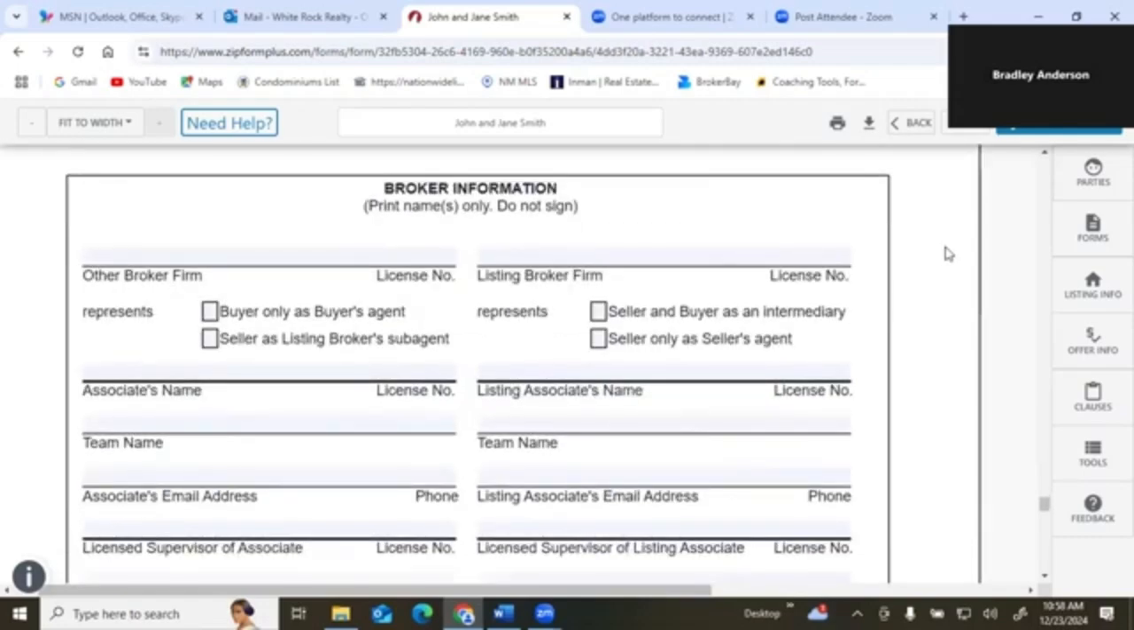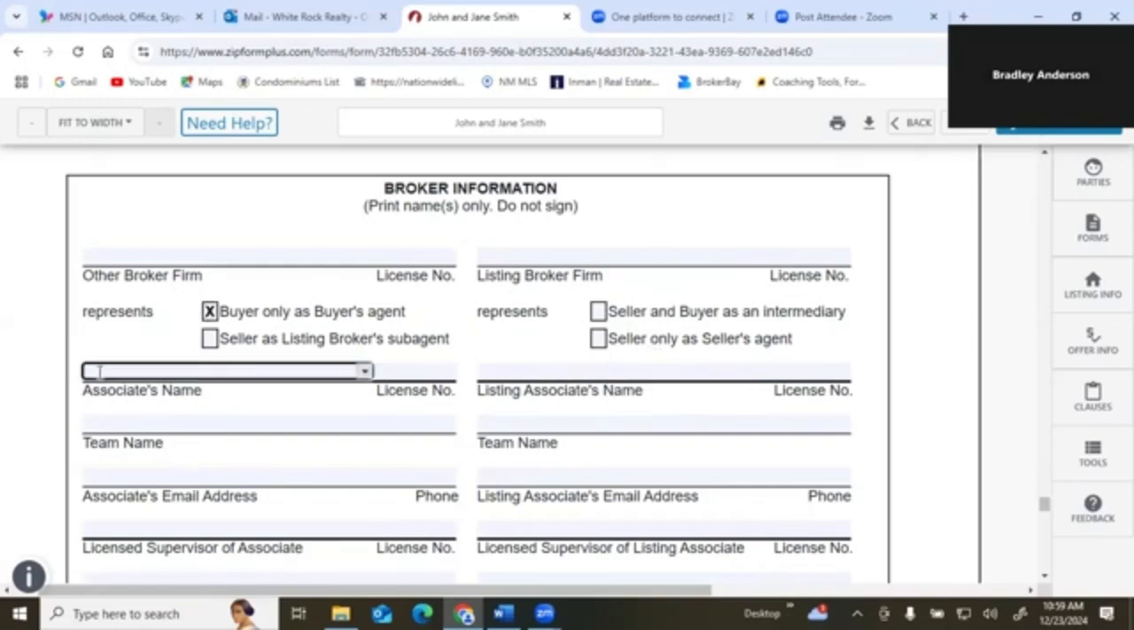All right. And then this may seem simple, but if you represent the buyer in this example, so you are the other broker. See, the other broker firm is, in our example, us, White Rock Realty. Well, White Rock Realty has its own license number. All right. And then you, as the agent, are going to sign this on behalf of the brokerage. Buyer only as buyer's agent. Okay. The listing agent is going to be the same, but you're going to have to fill in this right-hand side as well. All right.